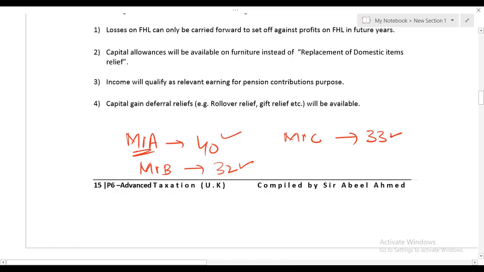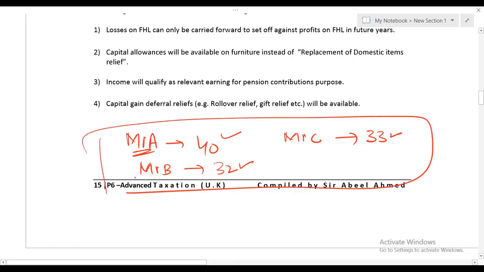Let's say, in the entire year, I have given this property to 3 individuals on long-term occupants, which is Mr. A, B and C. The total of A, B and C must not exceed 155. If it is not exceeding 155, still your property is a furnished holiday letting. So simply if I add 40 into 32 and 33, obviously it is not exceeding 155. It comes to 105. We are fine with that. But if the aggregate total of long-term occupants exceeds 155, then property will not be furnished holiday letting.